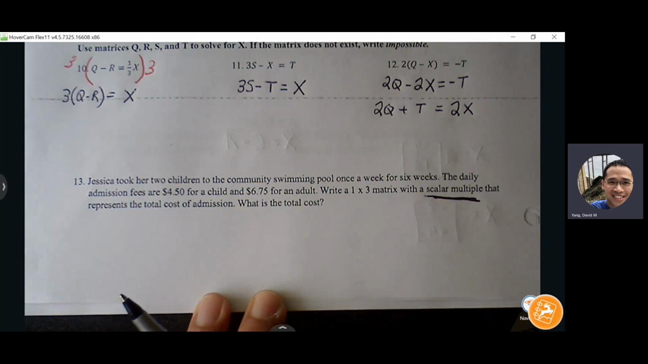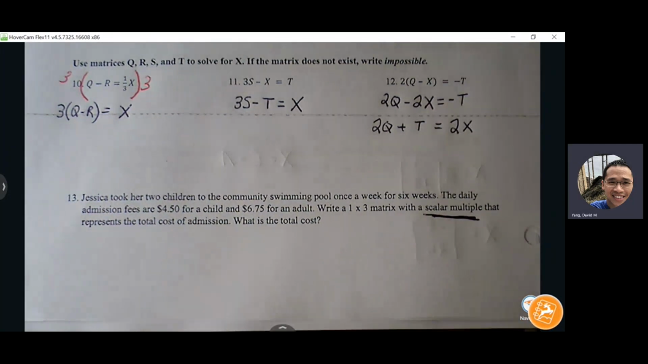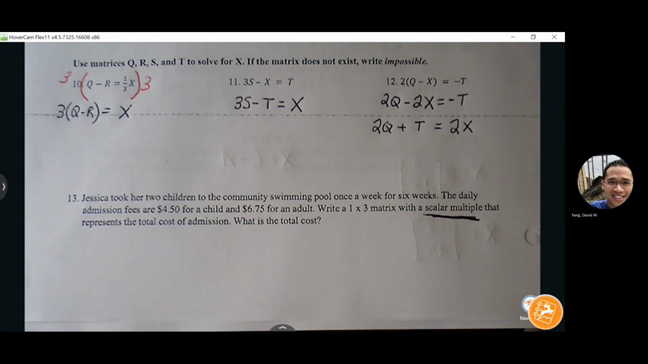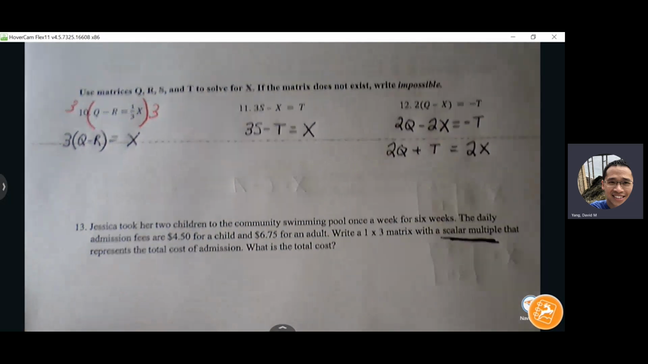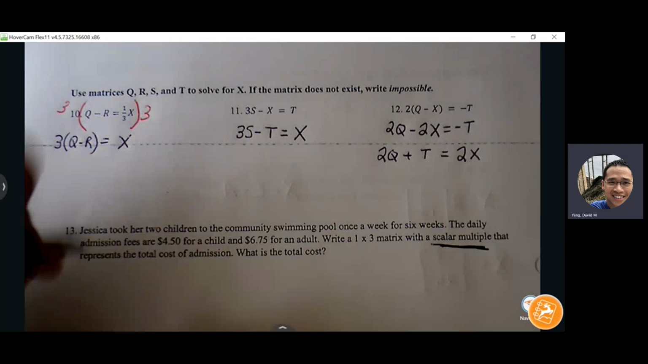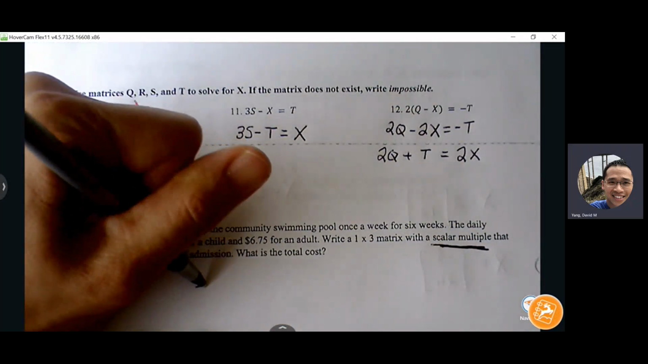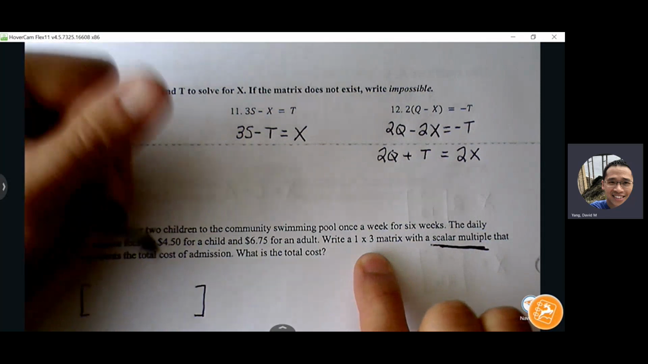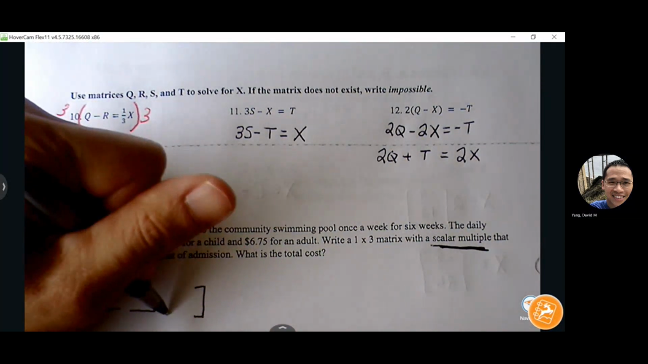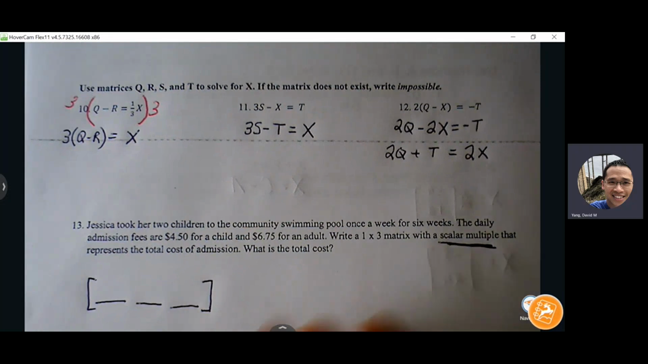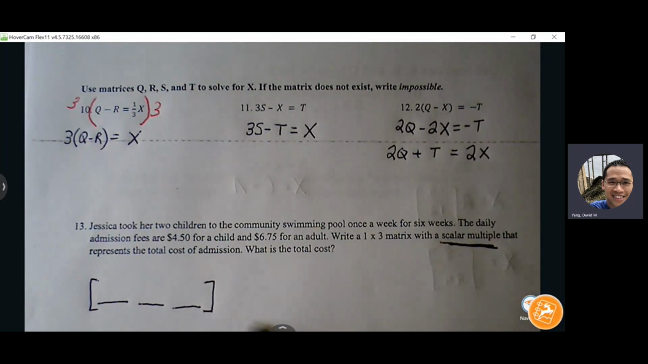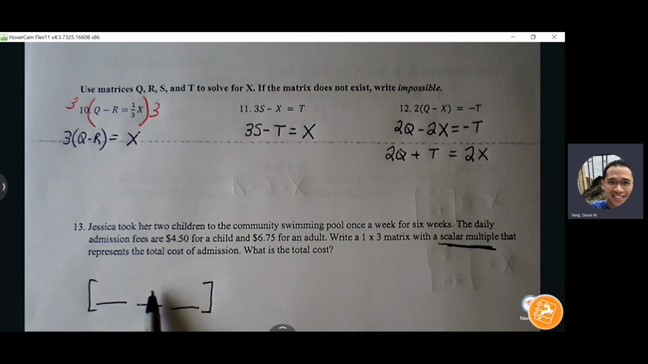Okay, Jessica took her two children to the community swimming pool once a week for 6 weeks. The daily admission fees are $4.50 for a child and $6.75 for an adult. Write a 1x3 matrix. So here's a 1x3 matrix. 1 row, 3 columns. We have to fit this into this matrix here. So what do you think each of these values could represent?